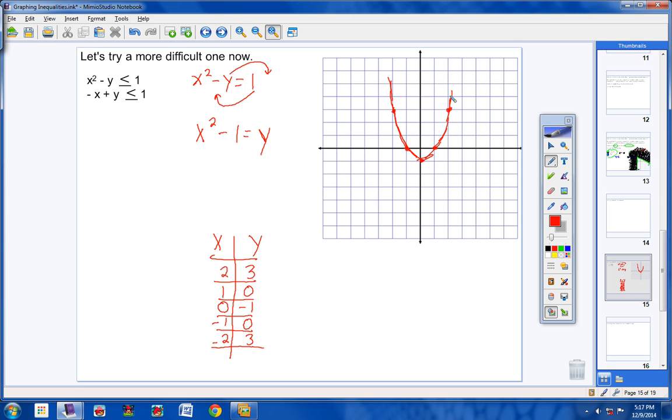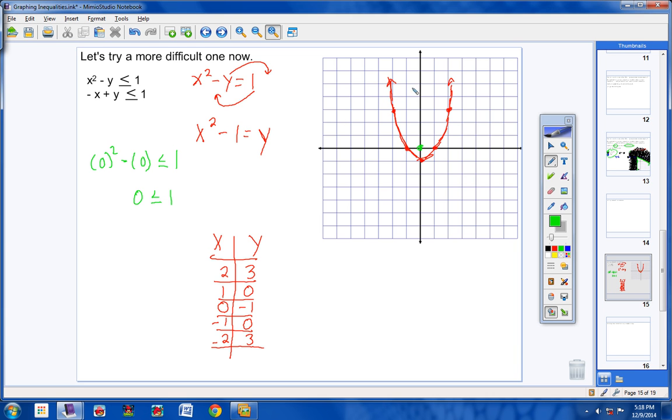I'd be really careful here. I'm going to go ahead and test 0, 0 just to make sure. So in your original equation right here, we're going to test 0, 0. So 0 squared minus 0 less than or equal to 1. 0 minus 0 is 0. 0 is less than 1. That's true. 0 is less than 1.